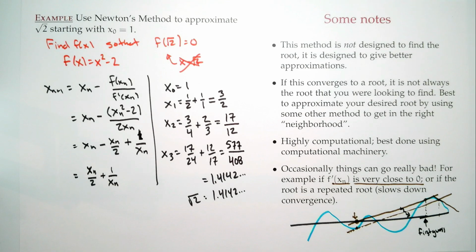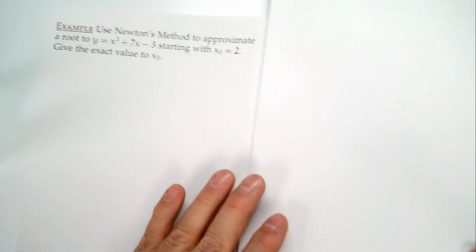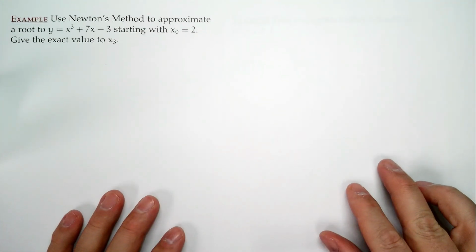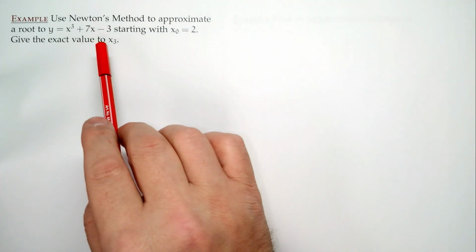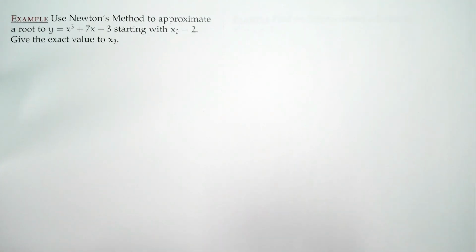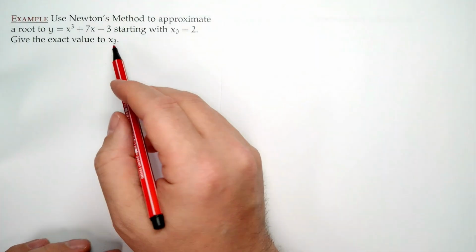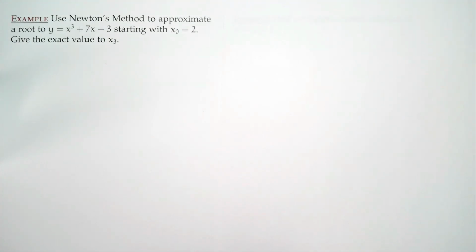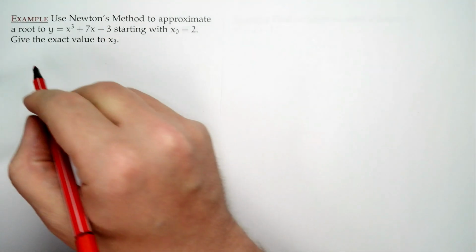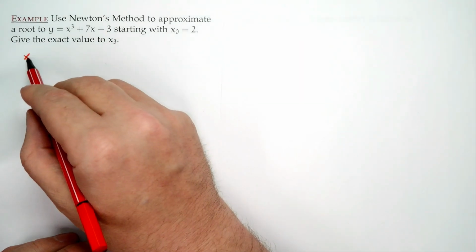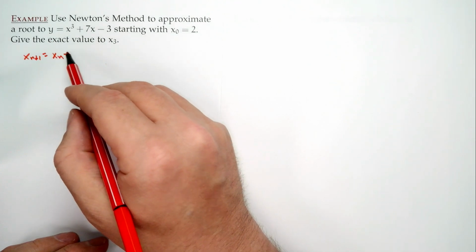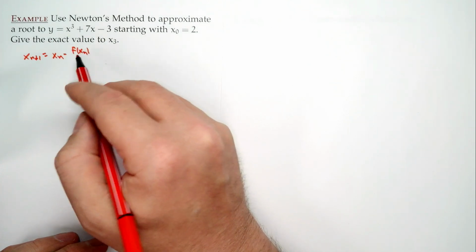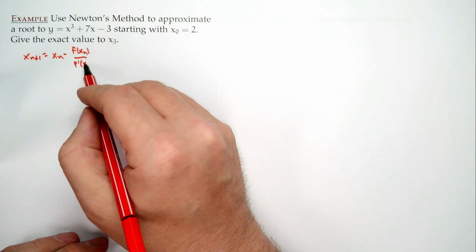Okay. So let's do a little bit of practice. Okay, let's do the next problem. Use Newton's method to approximate a root of y equals x cubed plus 7x minus 3, starting with x0 equals 2. Give the exact value of x3. Well, that means we're going to do it 3 times. No surprise, we should start with our basic formula: xn plus 1 is equal to xn minus f of xn over f prime of xn.